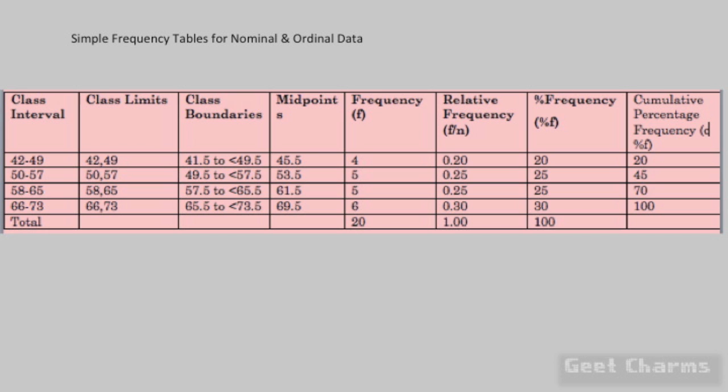So relative frequency, we already went over. That's just the frequency divided by the population. Percentage frequency, we went over as well. You just multiply that by 100 to get the percentage.